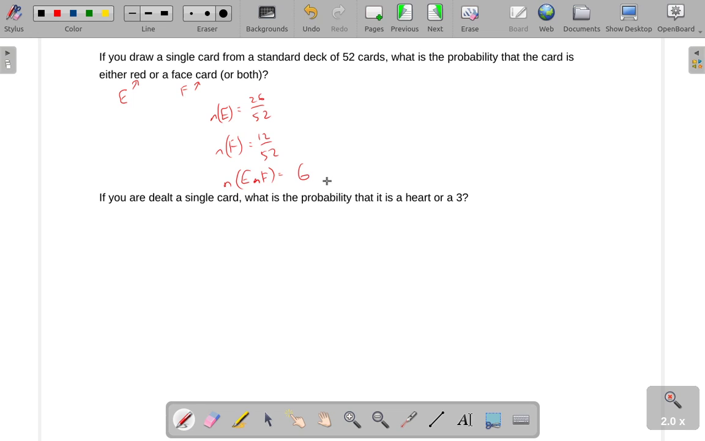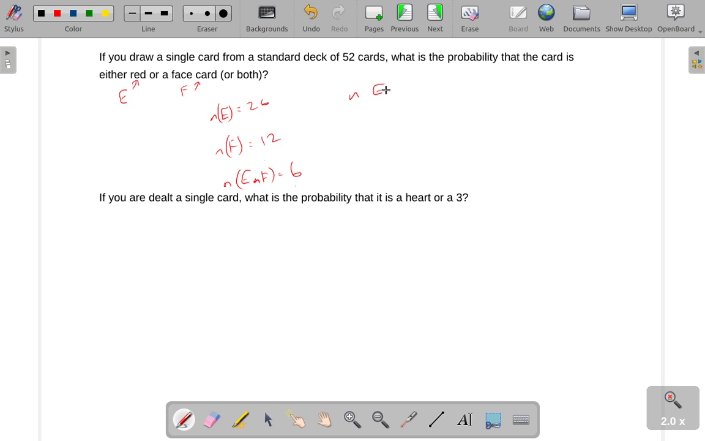This is going to be 6. This is the Jack, Queen, and King of hearts and diamonds. So there's 6 cards. Oops, I said these are N's. I was doing these with probabilities, but since I wrote N of E, I should be saying 26, 12, and 6.